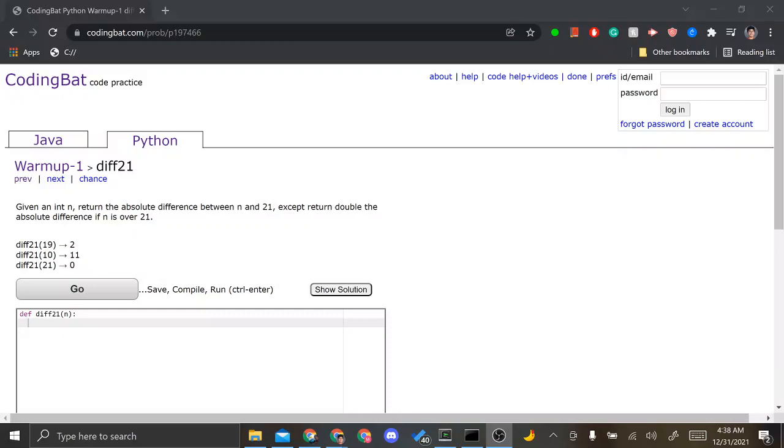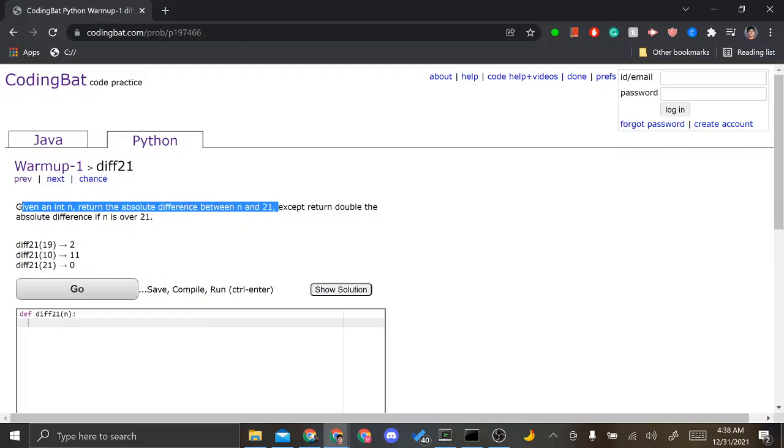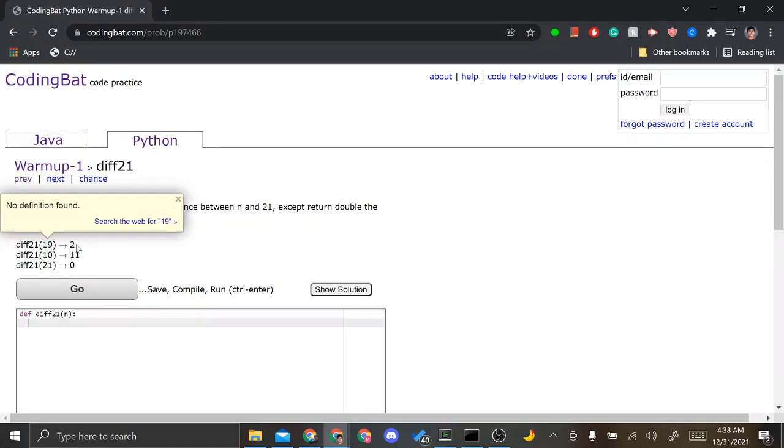Today we are doing diff21. Let's do it. Python. So I guess it says, given an int n, return the absolute difference between n and 21, except return the double of the absolute difference if n is over 21. That's interesting. Okay. So just like any problem, let's just go over these test cases.